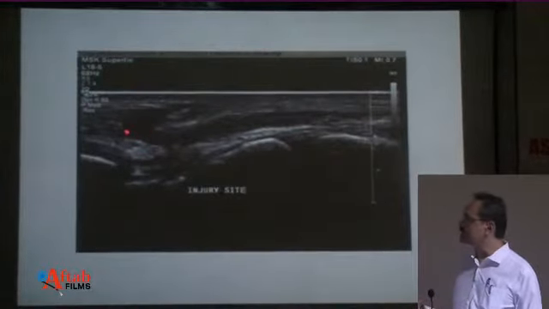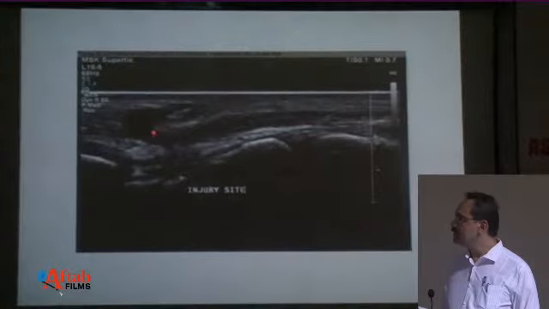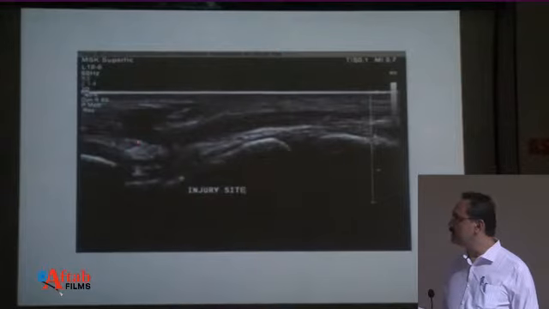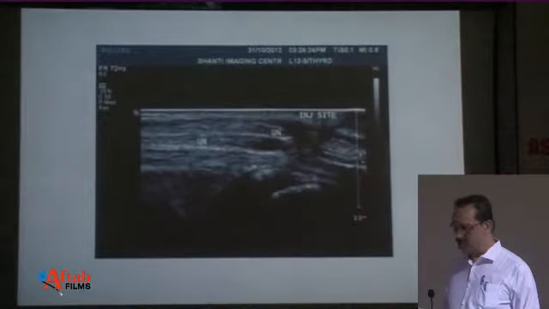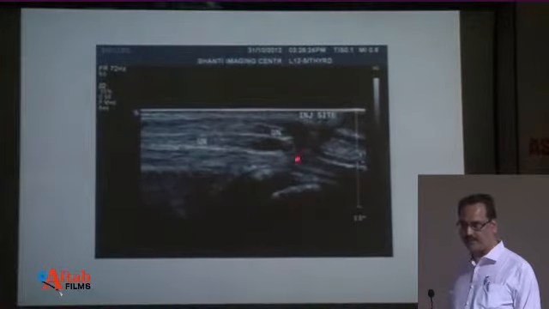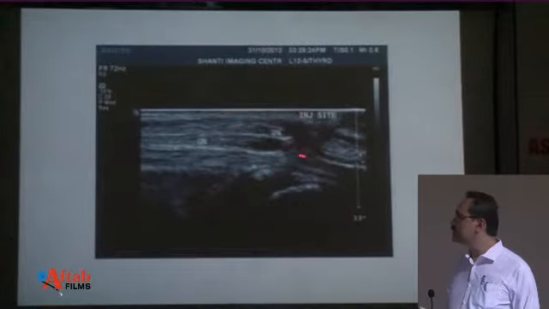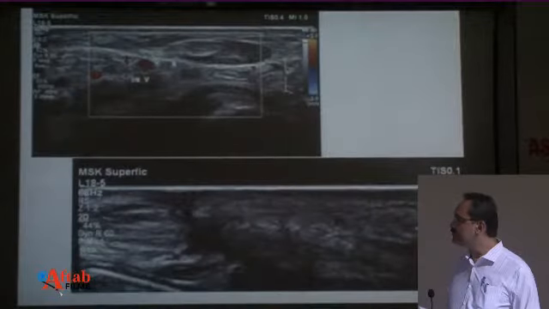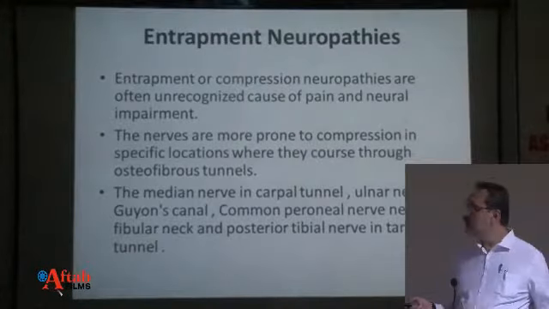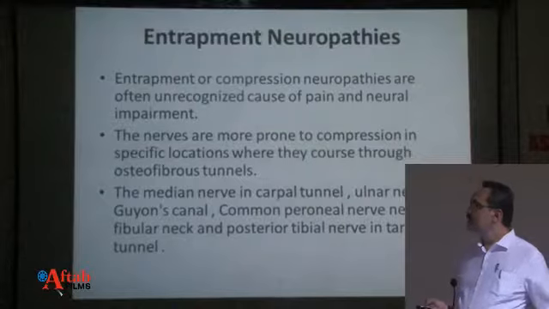This is another case where there is a complete tear, small segment of the tear into the injury site of the ulnar nerve. This is again another case where there is an injury to the muscle fibers and partial injury to the nerve fibers also. Now coming to entrapment neuropathies.